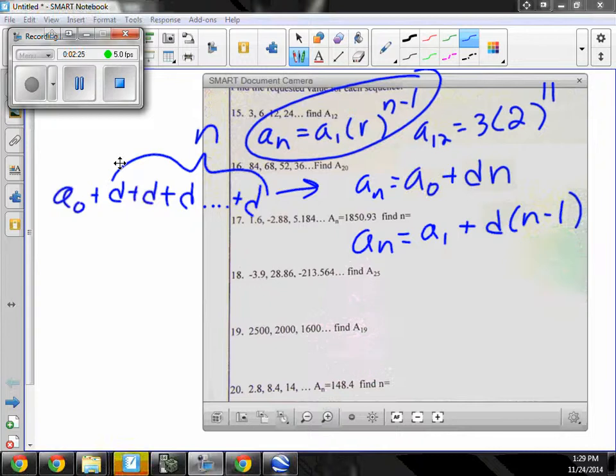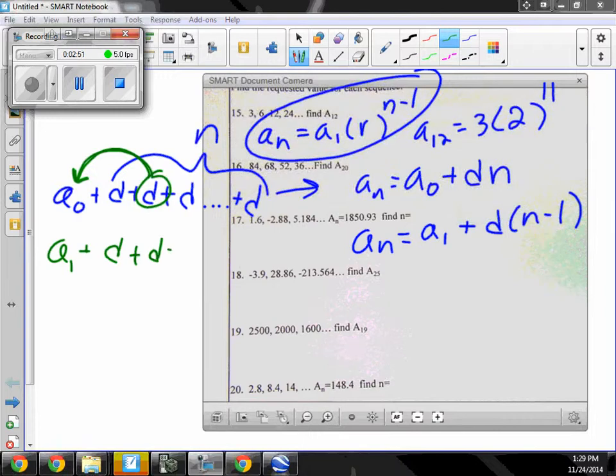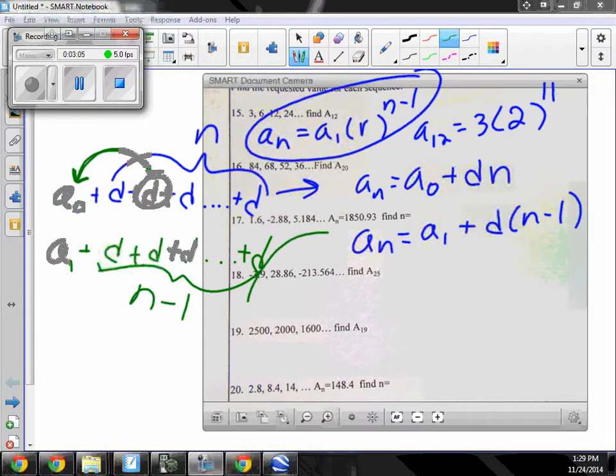But if I take one of these d's and I put it in here, how does that change a sub 0? If I take a sub 0 and I add a common difference, what does it turn into? The first term. So if I pull one of the d's out and stick it here, now I have a sub 1 plus d plus d plus d. But now, how many d's are there? Well, there used to be n of them. But now there are n minus 1, which is why that formula works.